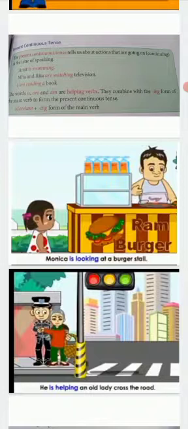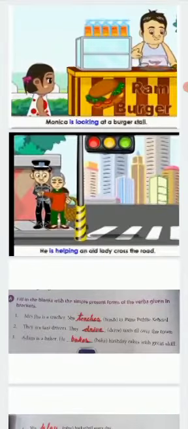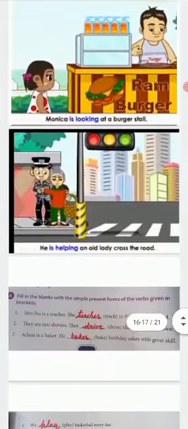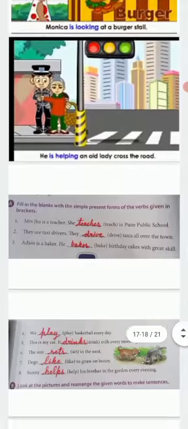Now we will understand present continuous tense through these examples. First example is Monica is looking at a burger stall. Students, here Monica is a singular subject, so we use here is. Monica is looking at a burger stall. Second, he is helping an old lady cross the road. Here he is a singular subject, so here we use is helping. He is helping an old lady cross the road.